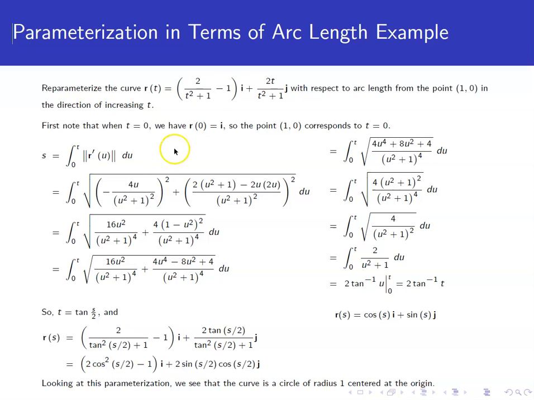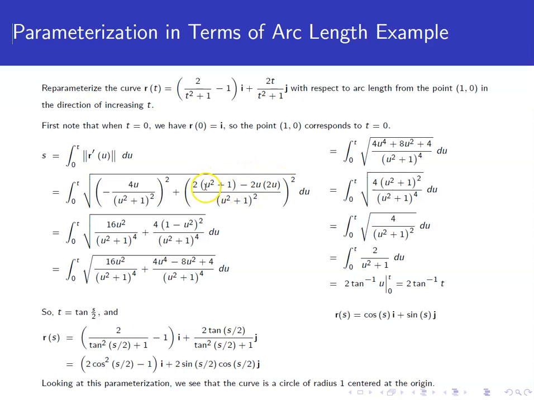So you should be able to check your derivatives here. The derivative of 2 over t squared plus 1 minus 1 is negative 4u over (u squared plus 1) squared, if I replace the t with a u. And then in the second piece, you would use your quotient rule to take the derivative. This is what you would get using your quotient rule, substituting again a u for the t. And you can factor the numerator of that expression.